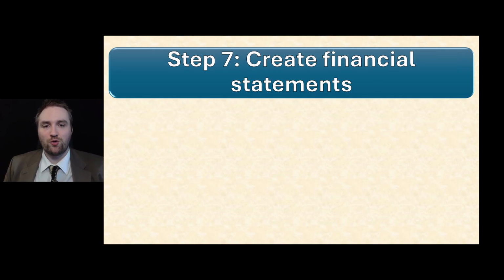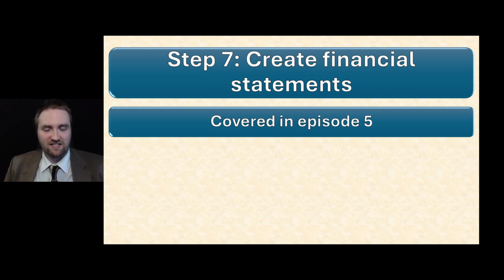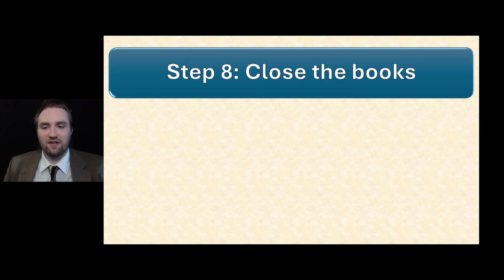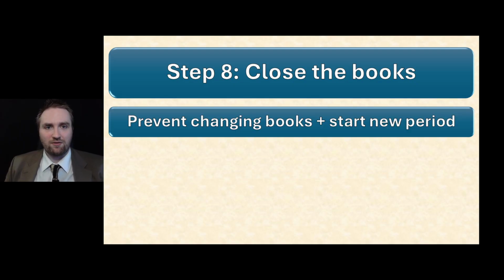Step 7. Create financial statements. After making sure the books are balanced with the trial balance, you then create financial statements, which is something we covered last episode in episode 5. Step 8. Close the books. If you recall the time period principle from episode 1, you know that accounting is done over periods of time, whether annually, monthly, quarterly, and so forth. When one of these periods of time ends, the books must be closed. This is so the information can't be changed after the fact, and so that a new period can start fresh.